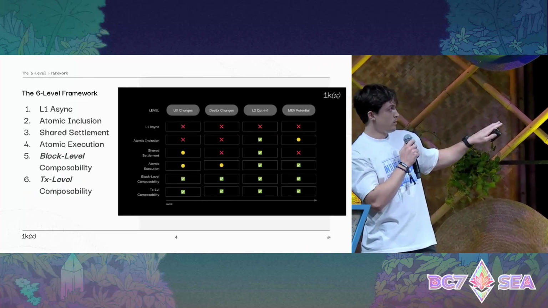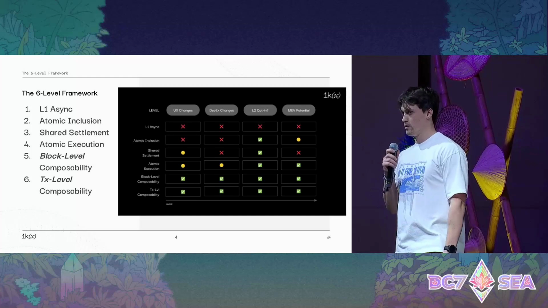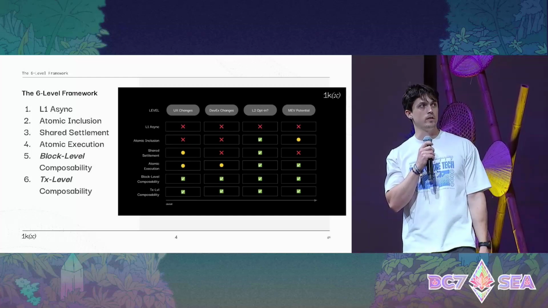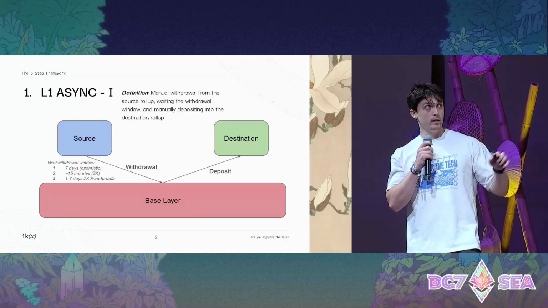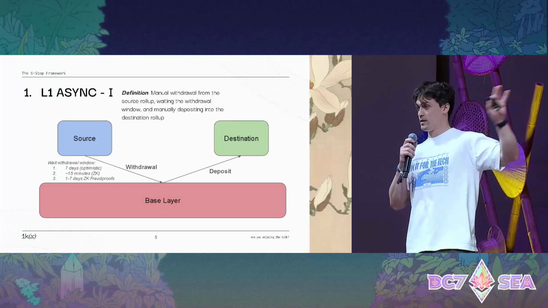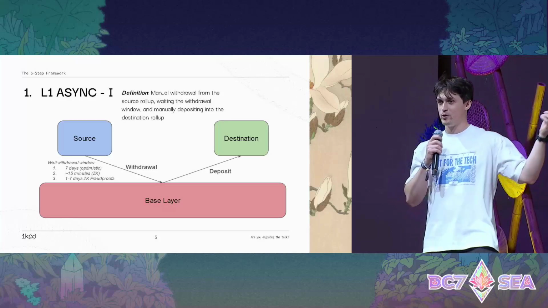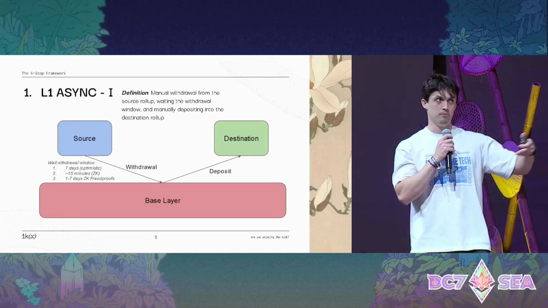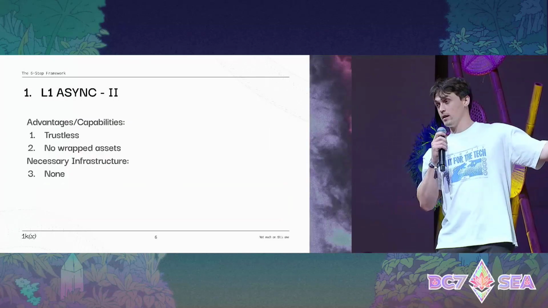This is a broad overview. In the interest of time, I'm going to move beyond this, but I'll give you a second to take some photos and just get an understanding of the impact of each of these levels. So getting right into it, this is the default case. This is what we have right now. If you want to move between rollups, you can't really interop. You have to withdraw. You have to wait. Once your funds are out, then you can deposit in the next destination rollup that you want to go to. But this sucks.